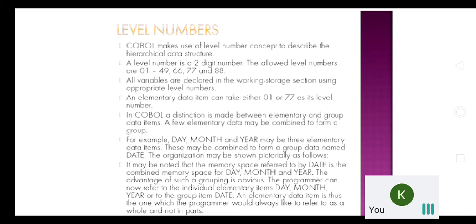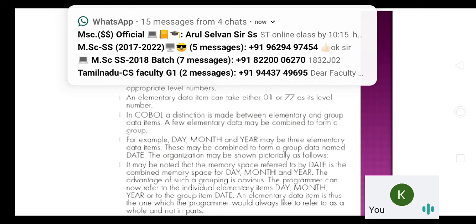So mostly for elementary data items, whatever data item you're going to use, you could use 01 or 77 as the level number. Though we have the option to use any number from 01 to 49, to avoid confusion, if you are going to use only elementary data items alone within your program, you could use either 01 or 77 for all those data items.